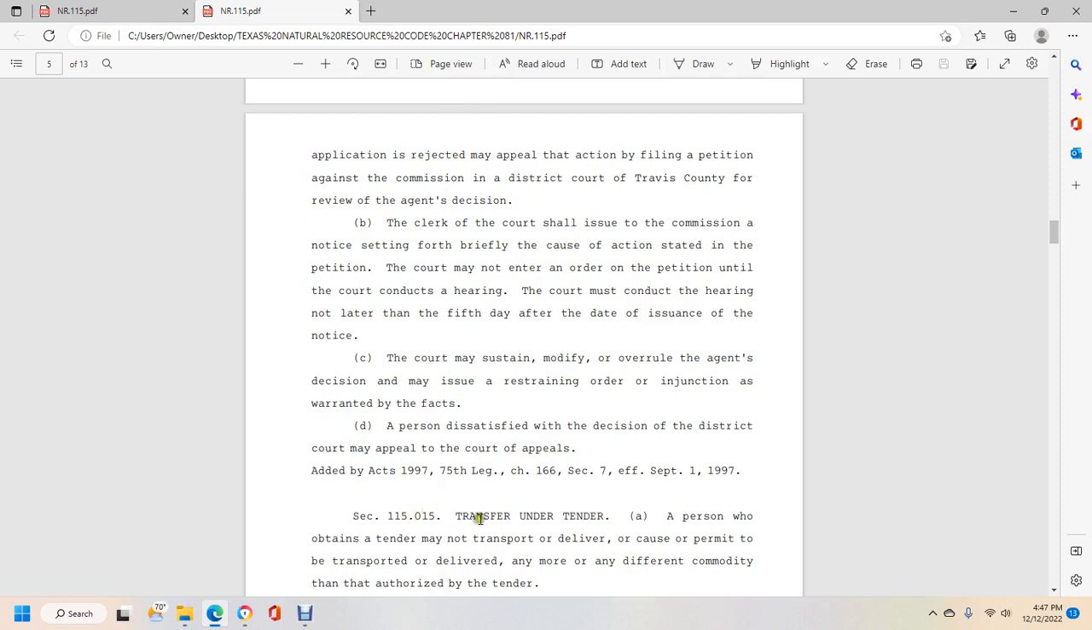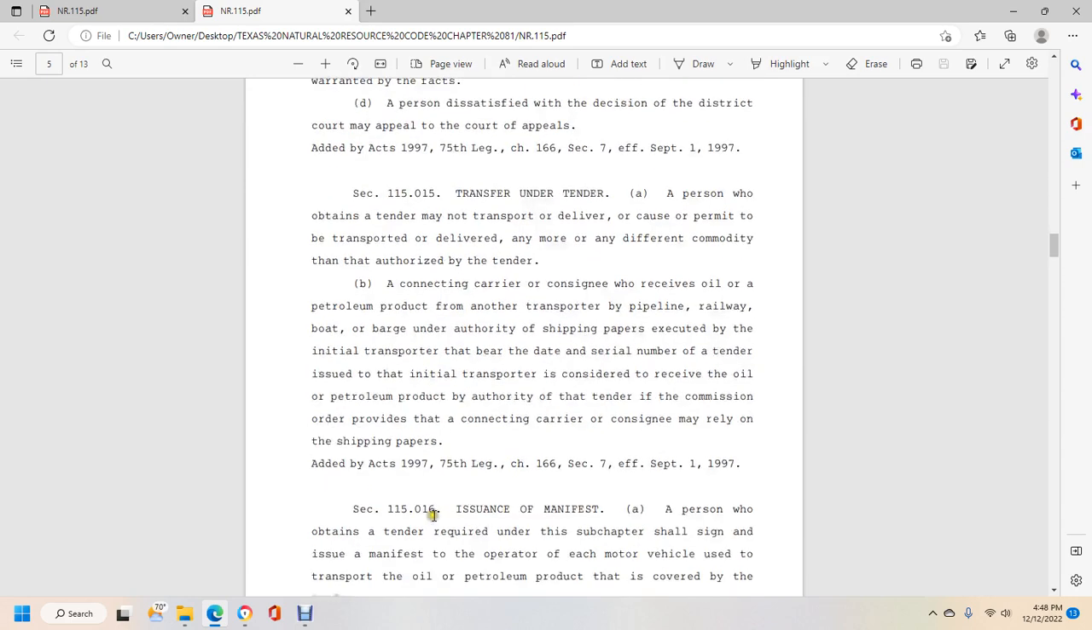Section 115.015, Transfer of the tender. The person who obtained the tender may transfer the delivery of the commodity, but may not cause the permit to be used to transport or deliver any more of, or any different commodity than, that authorized by the tender. Connection carrier.